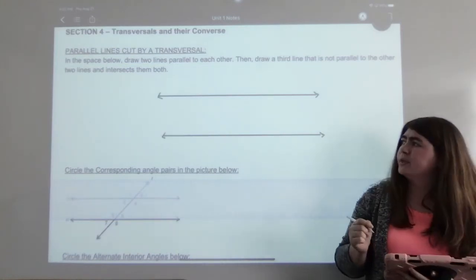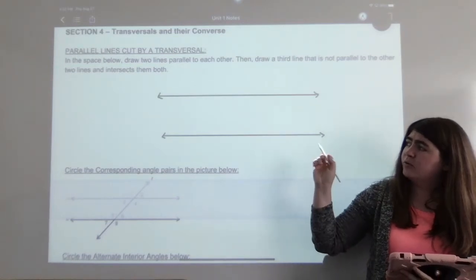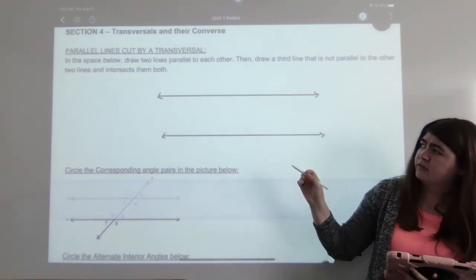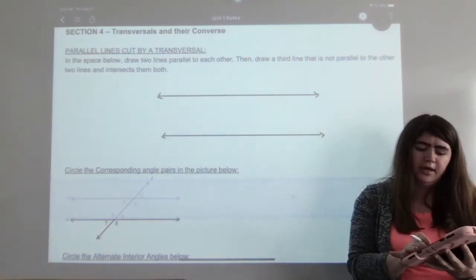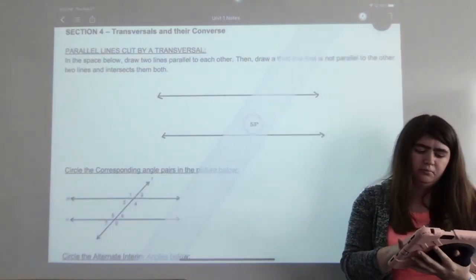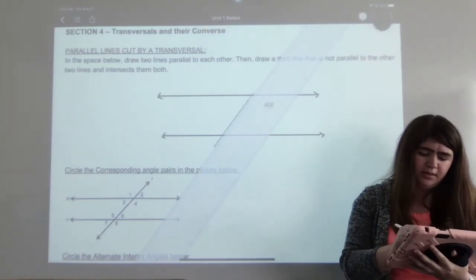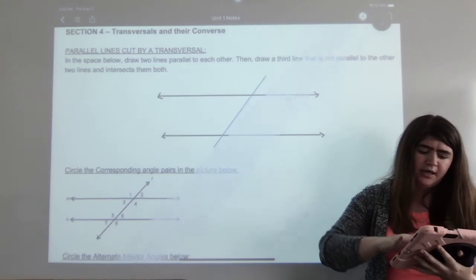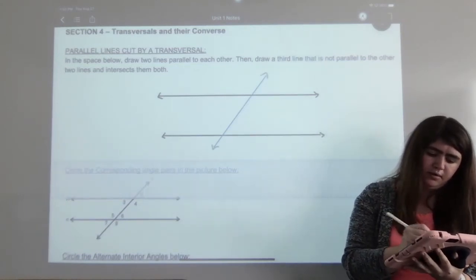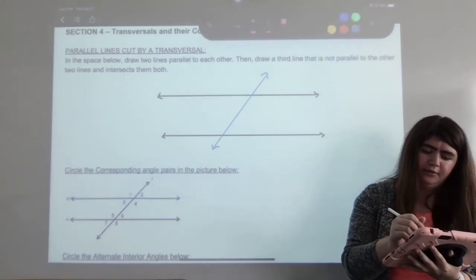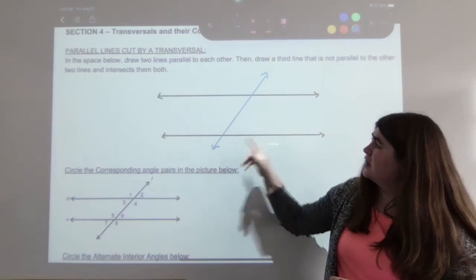Now it says to draw a third line that crosses over both lines and is not parallel to either of them. So I'm going to go ahead and just put my ruler at some angle between them. There's my third line. I need to give it arrows. I'm going to go ahead and put my ruler away now. Alright, so I have two parallel lines cut by a transversal.